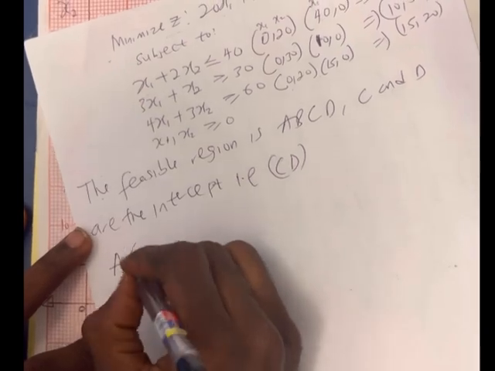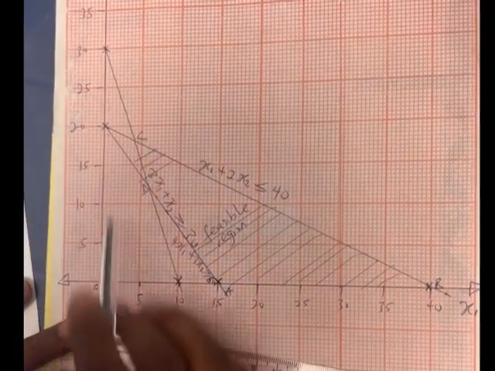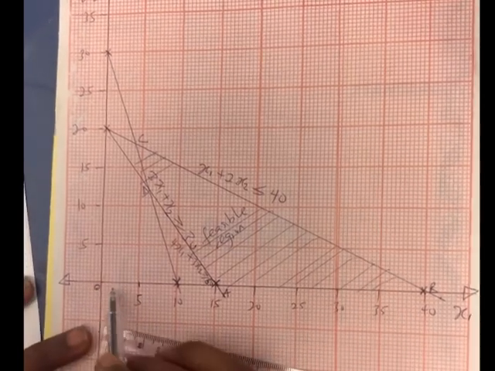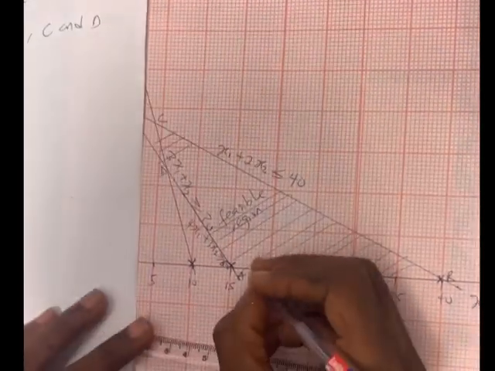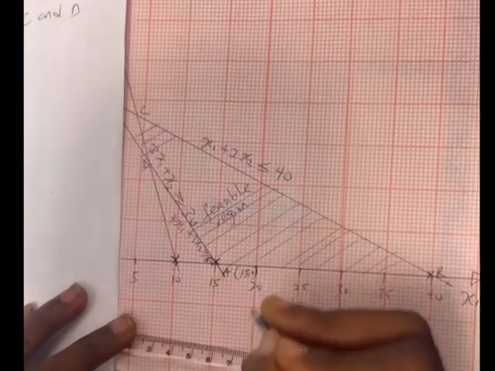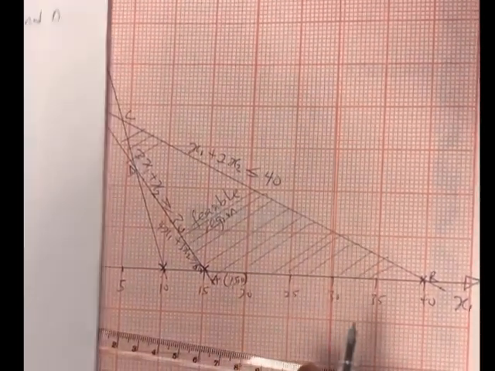So I can write A is 15. On my x2, this is on y, which is at the origin, that is 0. My A is equal to 0. So I will put 15, 0. It indicates that my x1 is 15, my x2 is 0.